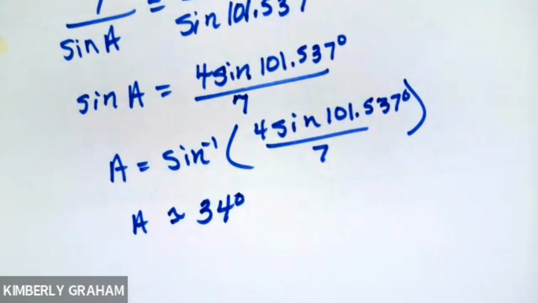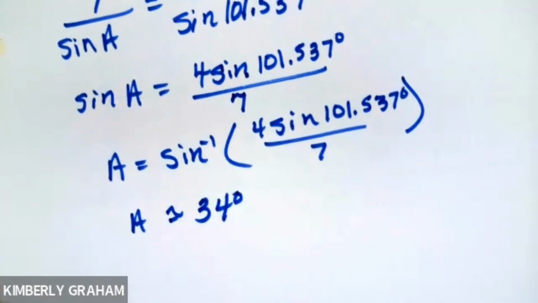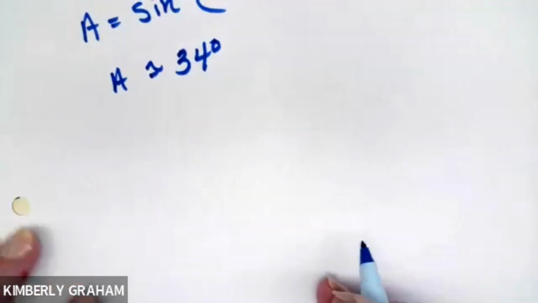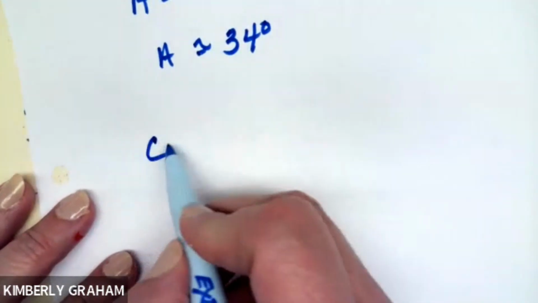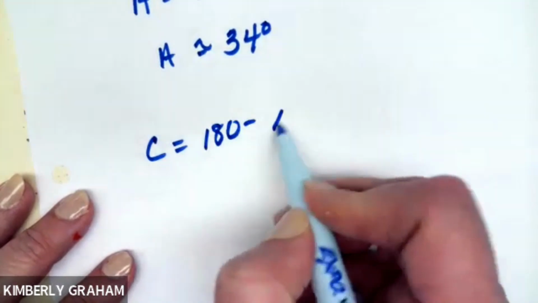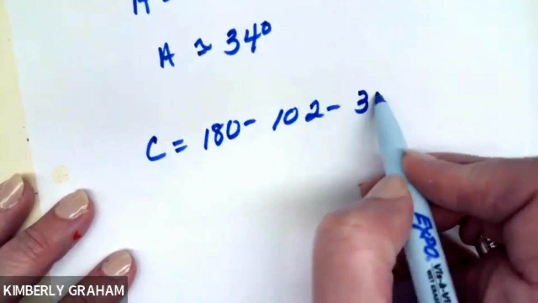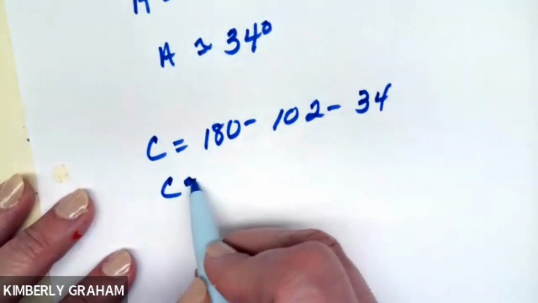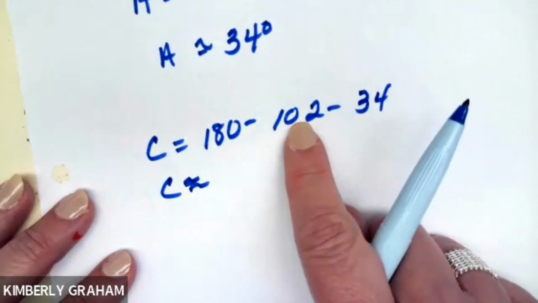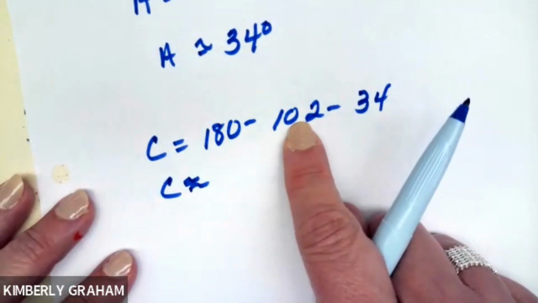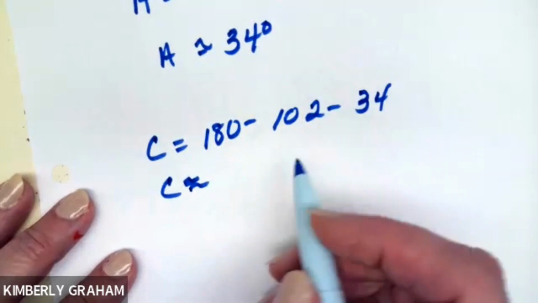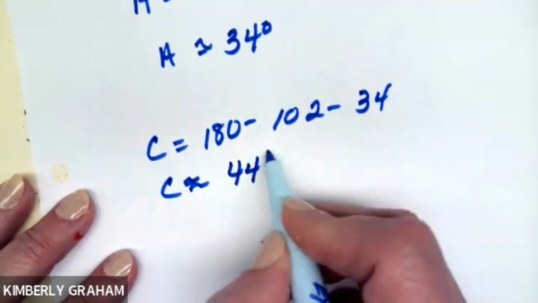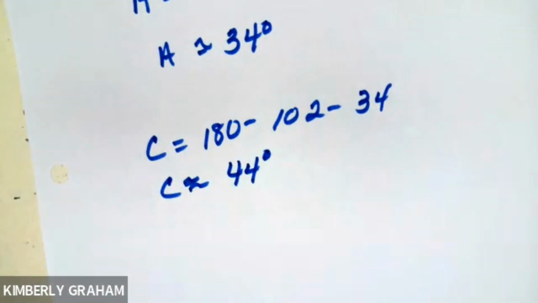All right, so I'm given all three sides, and I've just found two of the angles. So my third angle is C, so I do 180 minus those two. And again, you may want to put in 101.537 here instead of 102. But anyway, I'm going to get about 44 degrees for my final answer on that.